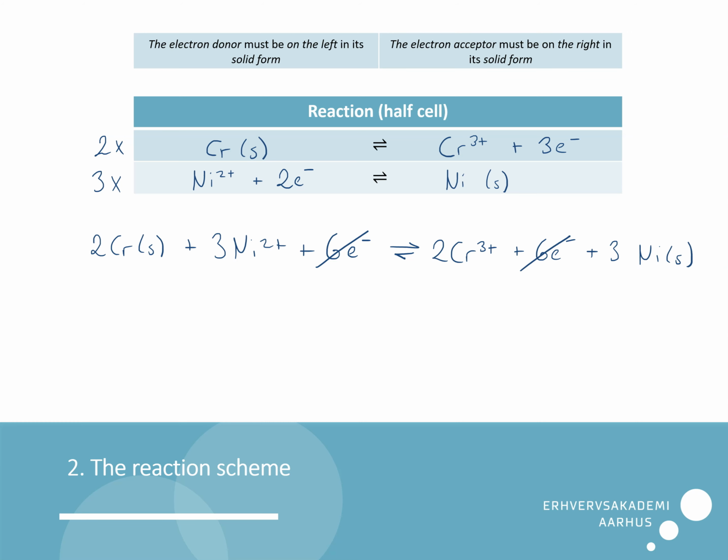Then we end up having 2 solid chromium donating electrons to 3 nickel ions, becoming 2 chromium ions plus 3 solid nickel. The number of electrons exchanged in the reaction is 6, which is the number n that we must insert into the Nernst equation.